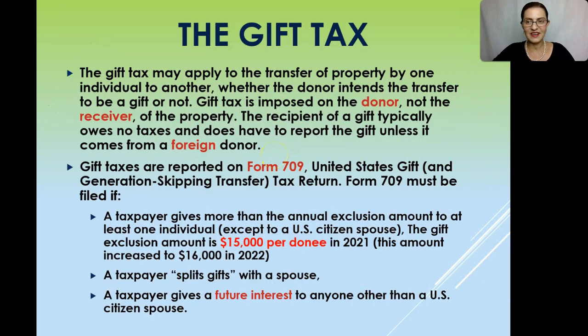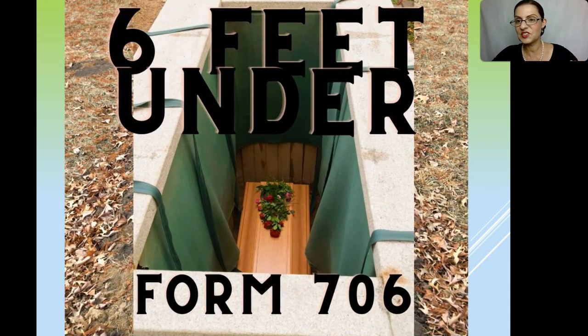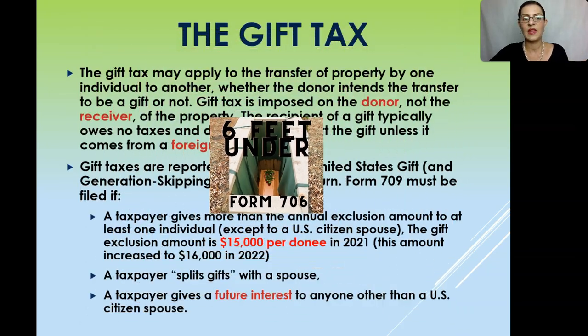And the way that I always tell exam candidates to remember the difference between those numbers is that the 706 is for estates, and that's when somebody is 6 feet under. 706 estates, 6 feet under. That's a dead person. They're 6 feet under the dirt. Okay, so 706 is for estates, 709 is for gifts. Form 709 is the gift tax return.